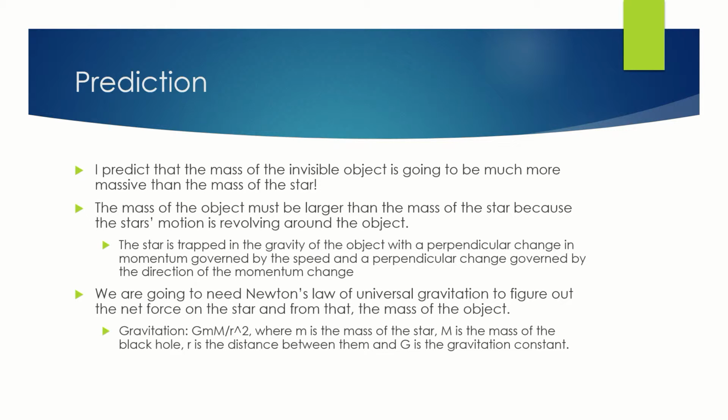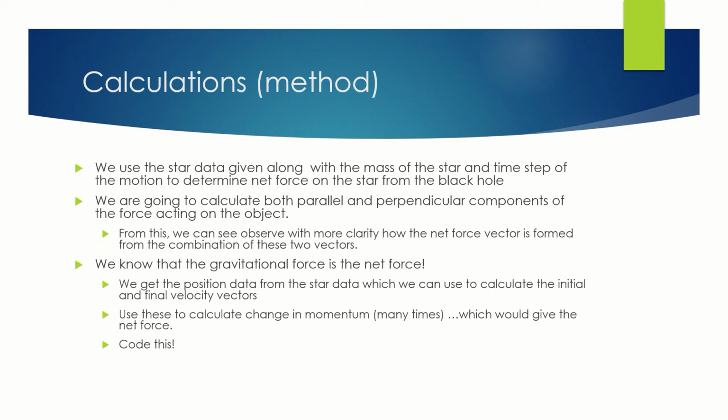So we're going to need Newton's law of universal gravitation to figure out the net force on the star, and from that, the mass of the object. And that gravitation equation is the gravitational constant times both masses divided by the radius, or the distance between the objects, squared, where lowercase m is the mass of the star. Again, uppercase M is the mass of the black hole, r is the distance between them, and G is the gravitational constant. We are going to assume that the invisible object is the black hole in this case.